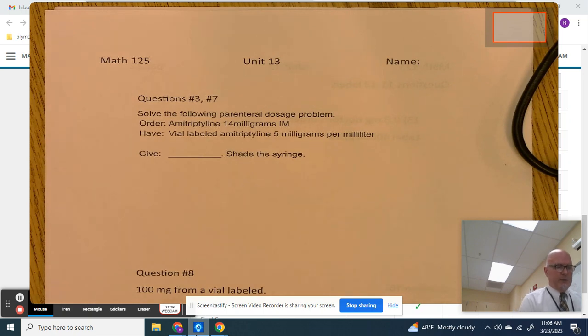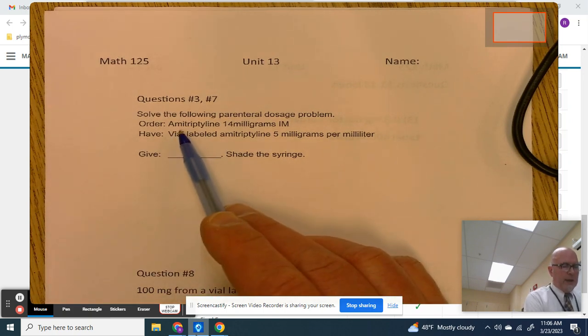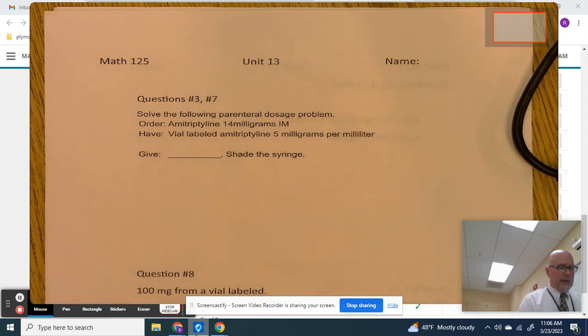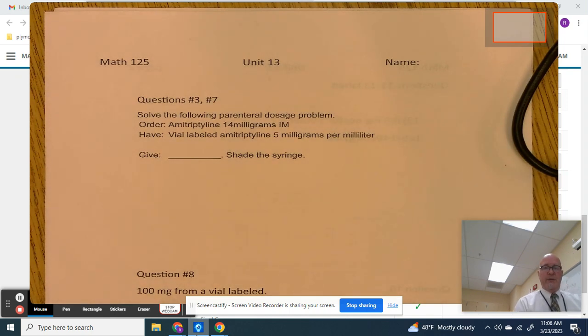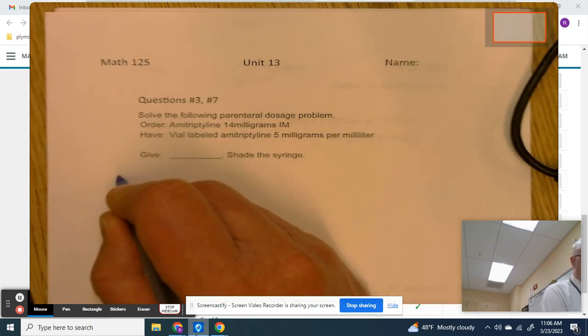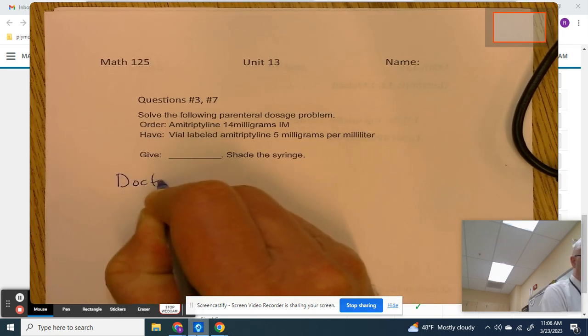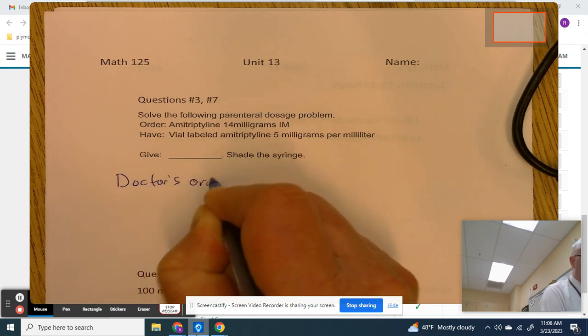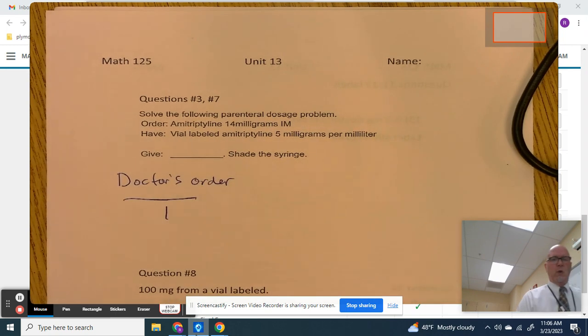So this particular question is talking about amitriptyline, some sort of milligrams IM, which is intramuscular. So we are not going to be putting tablets or something into a muscle. That's going to be a liquid. So if you remember from the previous time we did any math on this, the doctor's order always came first, and it always went over 1.